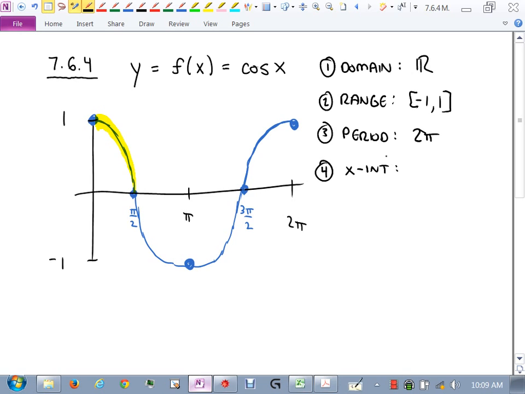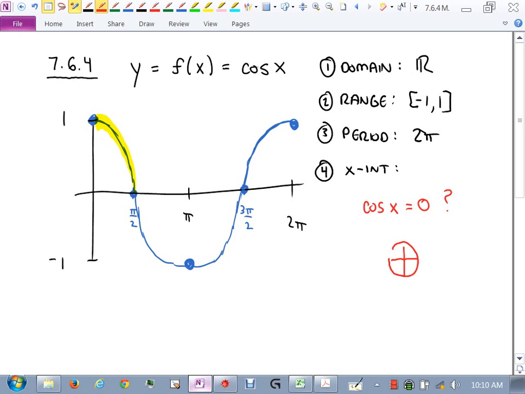What about x-intercepts? Okay, forget the picture. Don't look at this. I'm really asking you for x-intercepts. When is cosine x equal to 0, right? That's what I want to know. So I'm trying to teach you that instead of looking at this, you should go look where? The unit circle. Go to your unit circle.